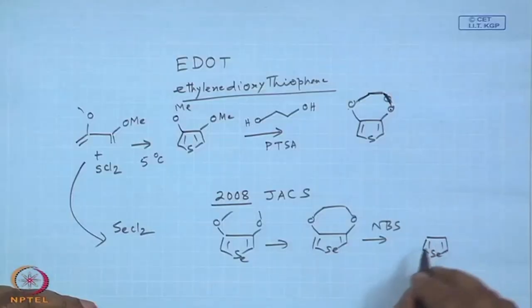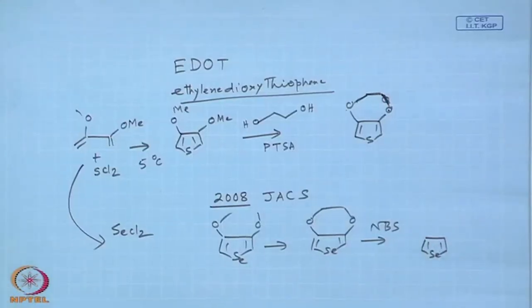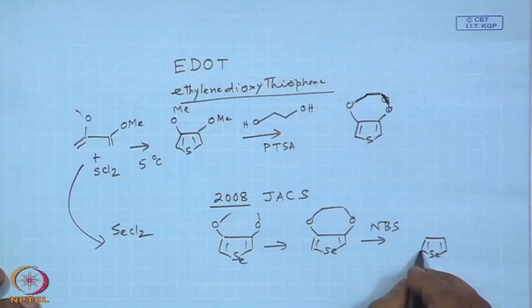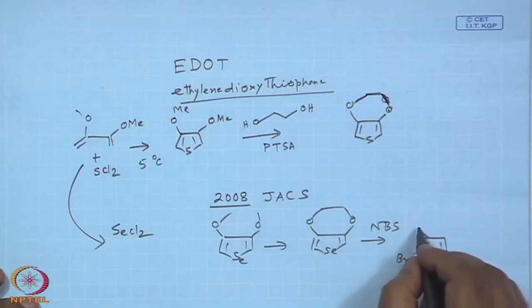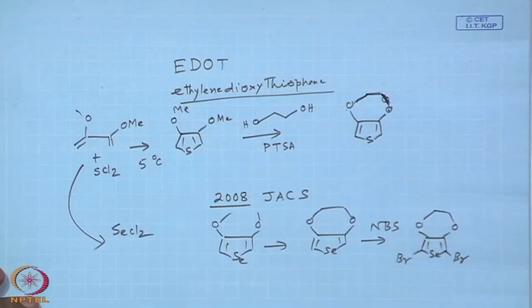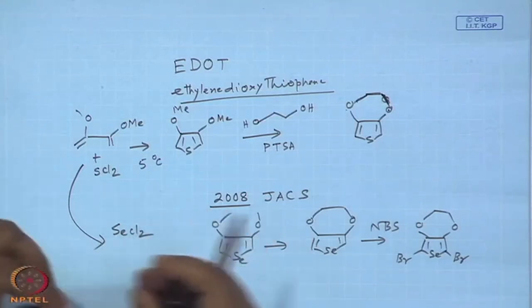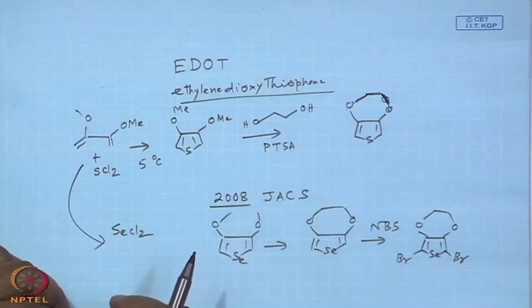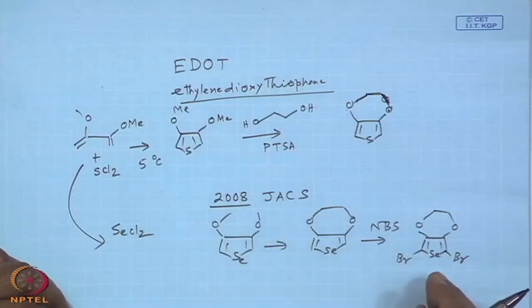Okay, actually, although NBS is known for benzylic brominations, right, you do not have a benzylic carbon here, benzylic hydrogen. So, it undergoes nuclear brominations. So, you will have something like this. Okay. So, that means a dibromoselenophene. So, now that means our discussion was not restricted to thiophenes, it can also be selenophenes. Up to this was pretty okay.